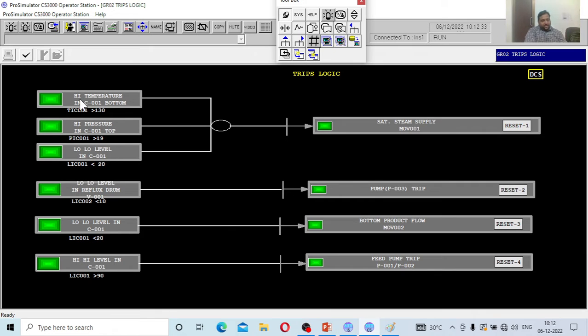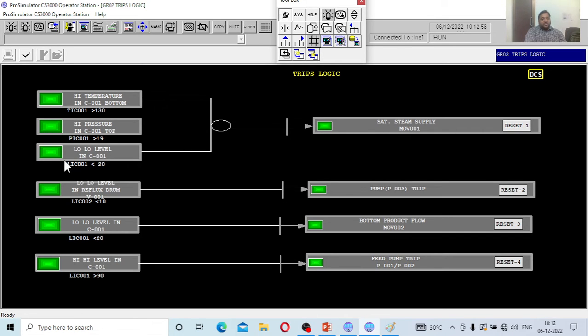Okay, when the temperature is beyond the set point, TIC 001 is greater than 130, the steam supply is going to be off completely. Second thing is pressure. If presently the pressure in the distillation column is 17 kg per centimeter square, once it goes beyond 19, the steam supply is going to get off.